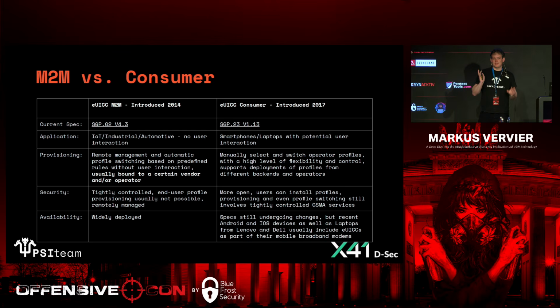For clarification, eSIMs can come in two varieties. The M2M one is a bit older, introduced in 2014, the first specs I found. SGP02 version 4.3 is the current one. It's mostly intended for industrial and automotive, and you're usually bound to one vendor. So you have an eSIM, and it can update profiles and data on the SIM, but it's not intended to use multiple profiles from different operators, for example.